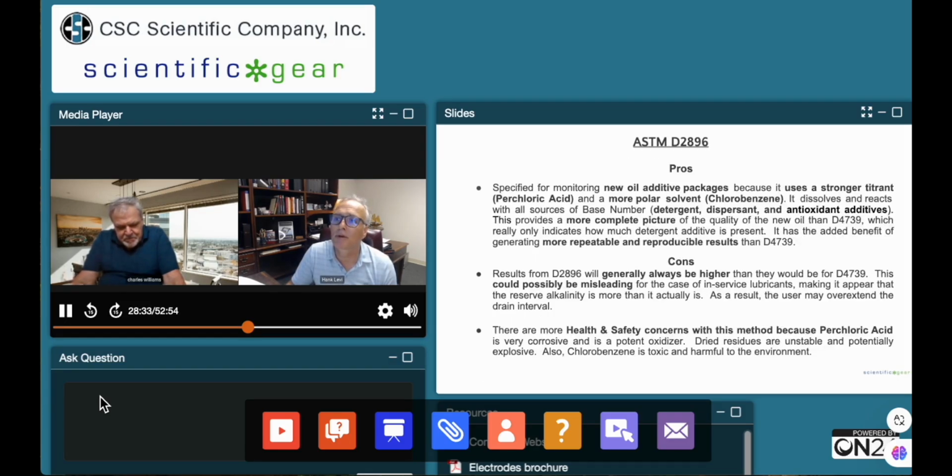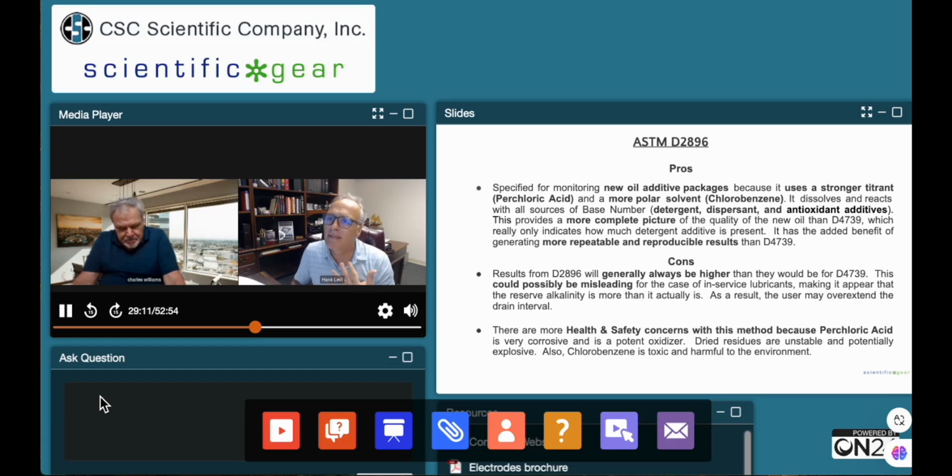So we're going to jump into some pros and cons. Let's talk about it. For ASTM 2896, we talked about there's 2 burettes. There are 2 reagents. This is basically used for monitoring new oil additive packages because it's got a stronger titrant, perchloric acid, and a more polar solvent, the chlorobenzene. And a note here, it says, I've got to repeat this: it dissolves and reacts with all sources of base number, detergent, dispersants, and antioxidant additives. So it's basically looking for all of those, in other words.